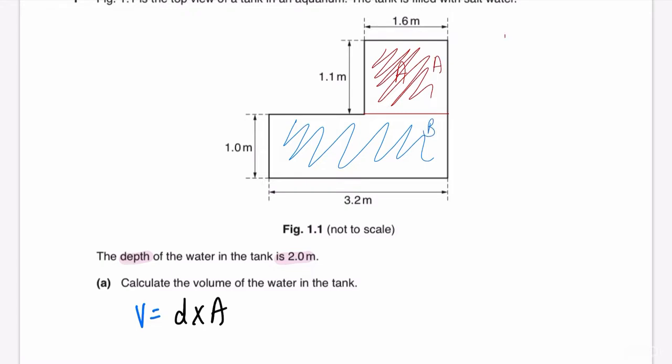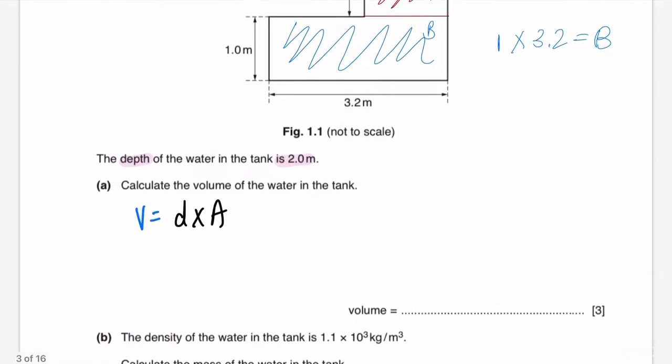The area of A will be 1.6 multiplied by 1.1, which is equal to the area of A. And for B we will do 1 multiplied by 3.2, which is equal to the area of B. So our total area will be 1.6 multiplied by 1.1 plus 1 multiplied by 3.2. So the answer we are getting is around 4.96, which is the total area.